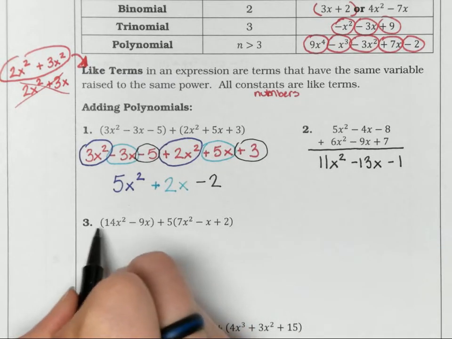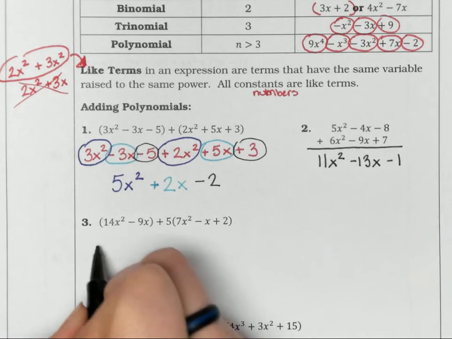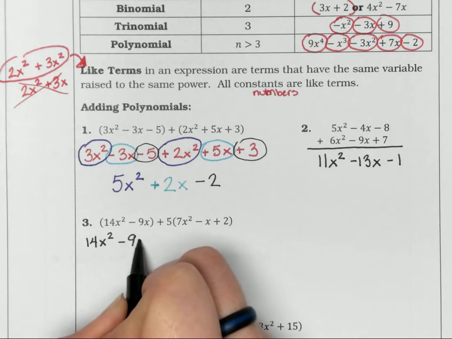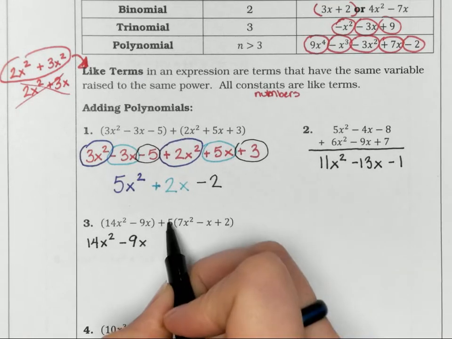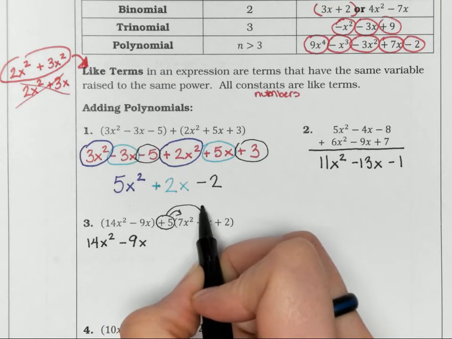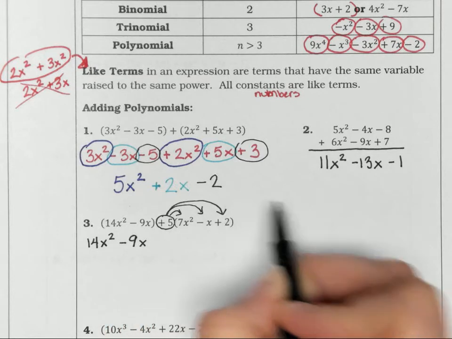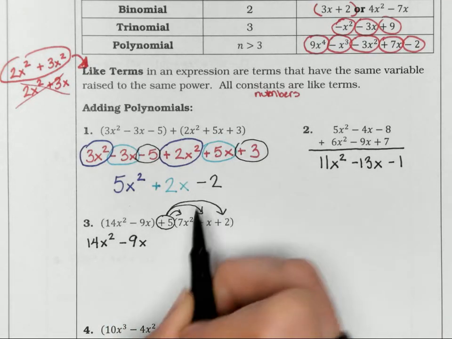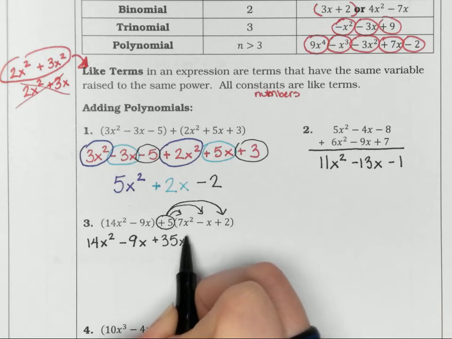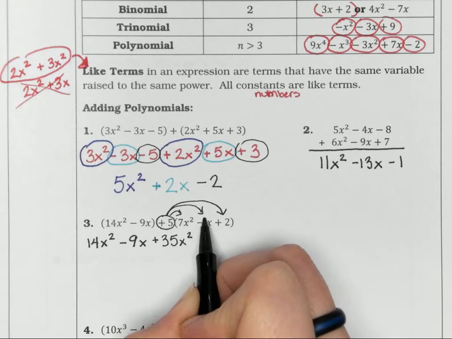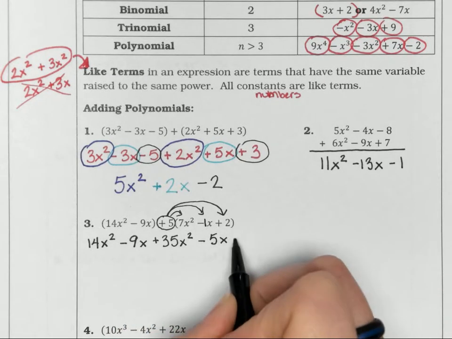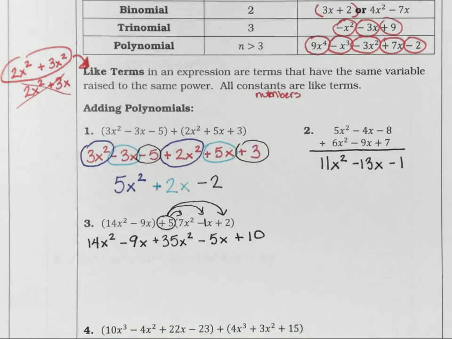On number 3, the first set of parentheses doesn't have anything out in front, so I can just rewrite that set. But the second one has a positive 5, so we are going to distribute it to every term inside the parentheses. 5 times 7 is a 35x squared. 5 times negative 1 is negative 5x. And 5 times 2 is positive 10.